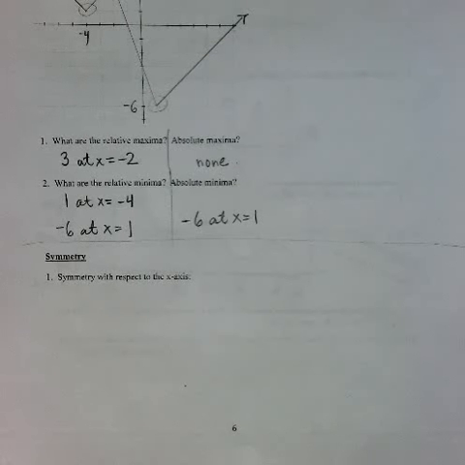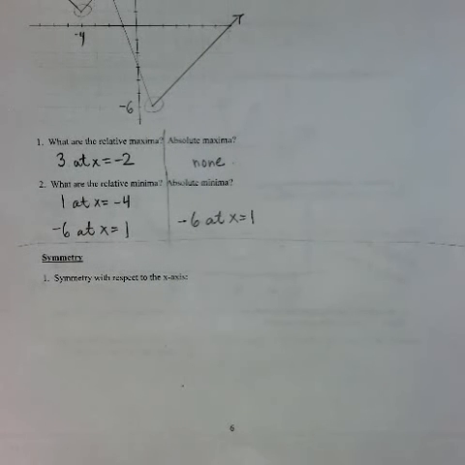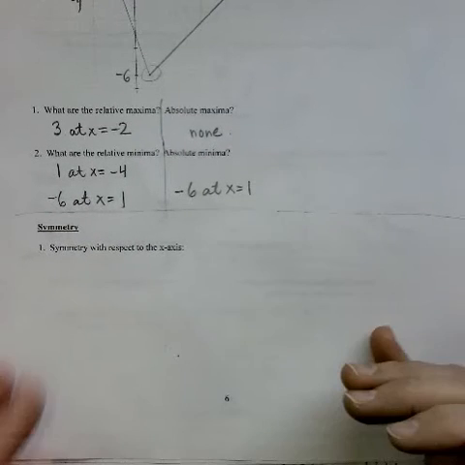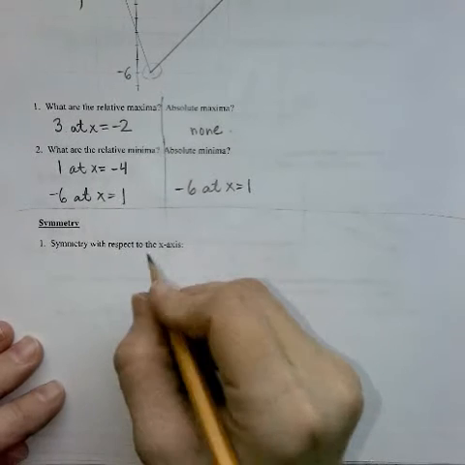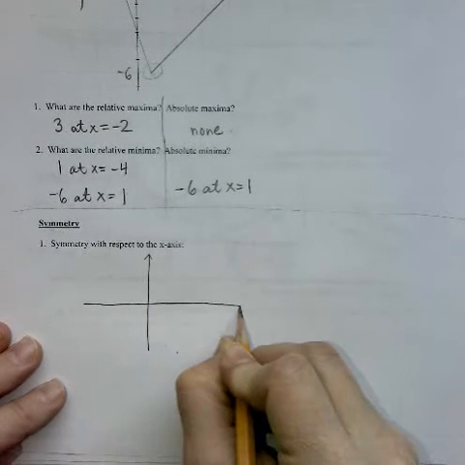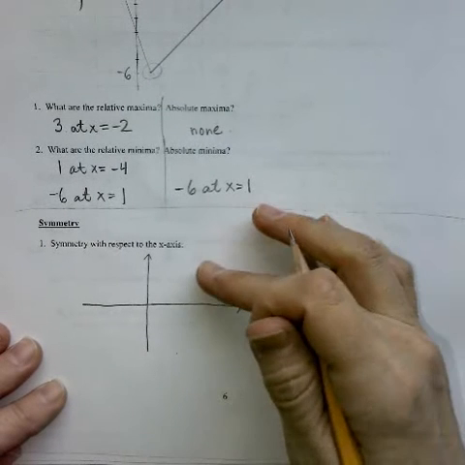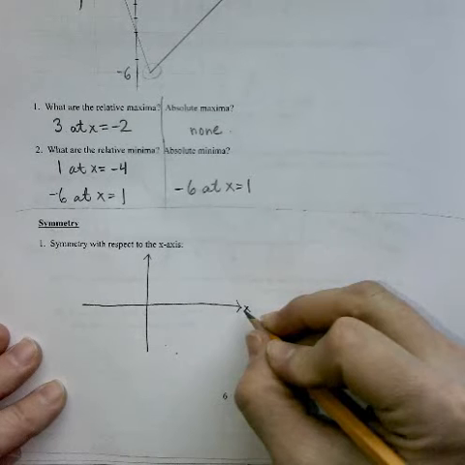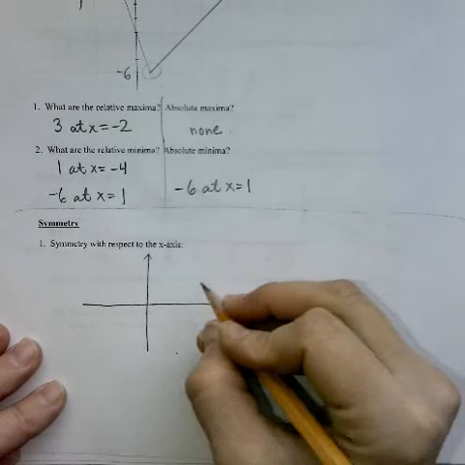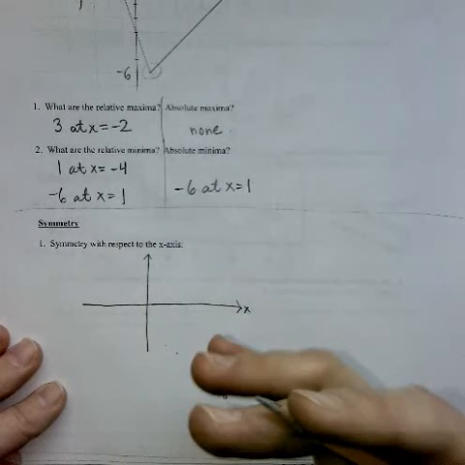Okay, we're going to talk a little bit about symmetry of graphs now. So I'm going to first just talk about what this means, to be symmetric with respect to the x-axis, not just in terms of what we're looking at, but in terms of the algebra. If it's symmetric with respect to the x-axis, it means the picture is a reflection through this axis, and so if you folded it in half through the x-axis, one half would lie on top of the other half.